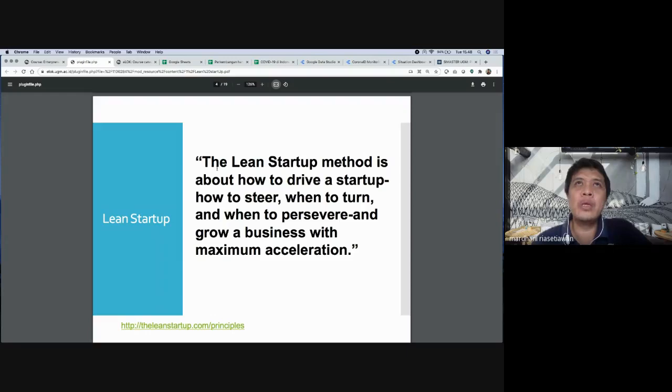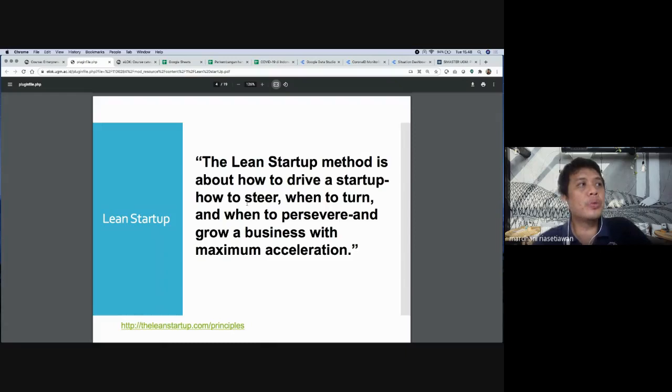It means that in the lean startup, when you want to build a startup, it doesn't matter if you don't have any resources yet. Even if you have zero resources, you can do that. You can have your own startup with the lean startup. So that's the meaning of the lean startup.